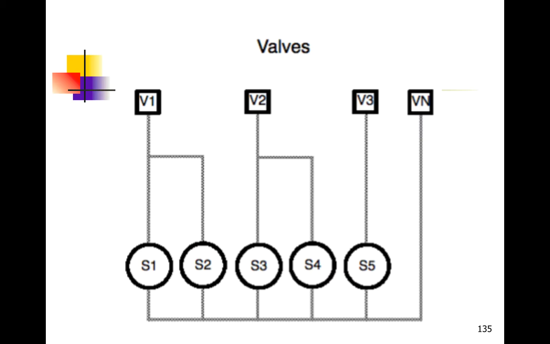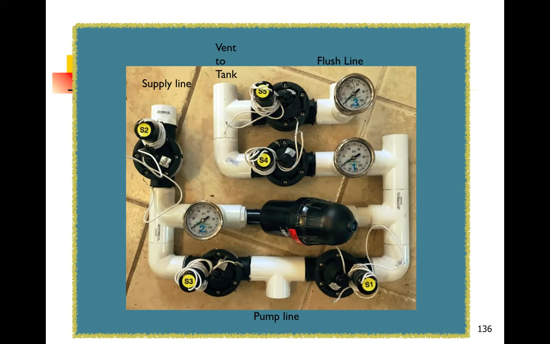Solenoids 1 and 2 work together, so we're going to tie those two other leads together, and that'll go to our V1, which is our dose function. 3 and 4 are our reverse flush valves. We tie those two wires together, and that'll go to our V2 function or position. And of course, S5 is its own, so it's going to go to V3. Again, an outlook of the Headworks.